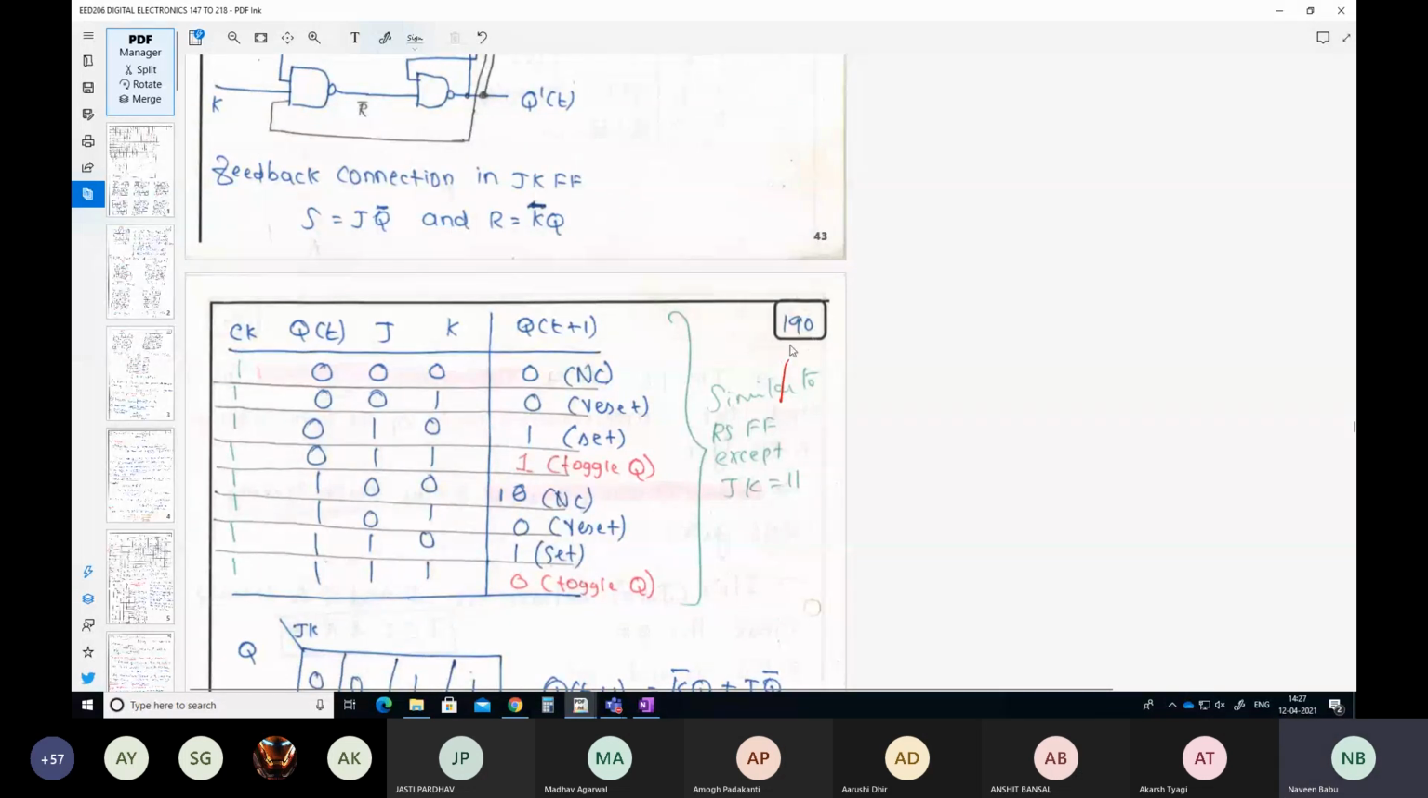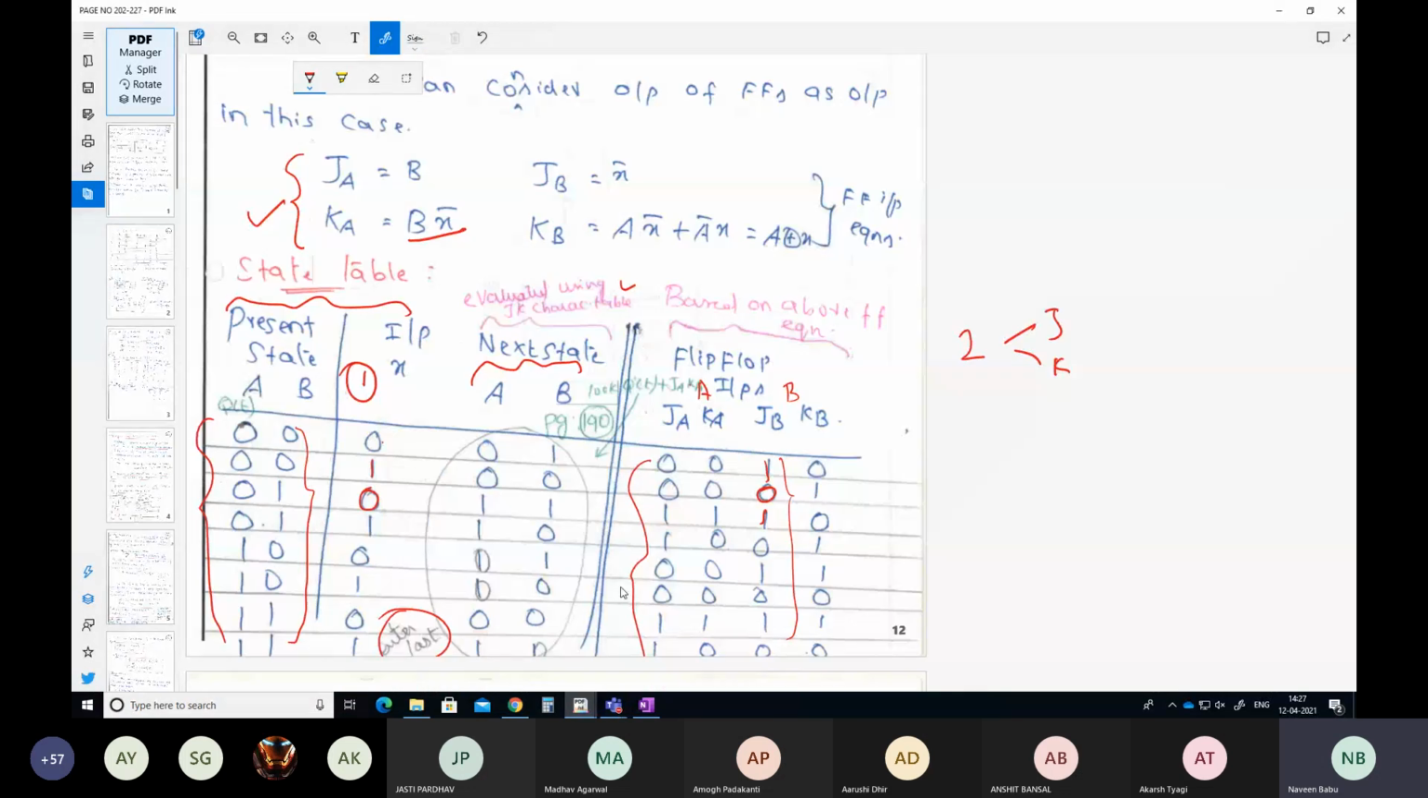And this is what the characteristic table is. What does your characteristic table have? Your present state, your J input and K input, and Q of t plus 1. So when your J input is 0, 0, your present state is no change. You have to use this to fill up these rows. If you are looking for the A flip-flop, you have to look only at the present state of A and the next state of A only.